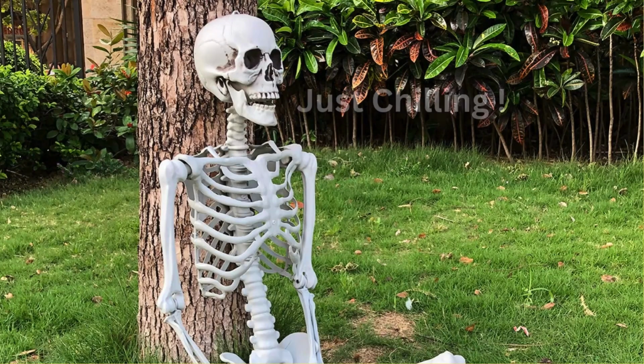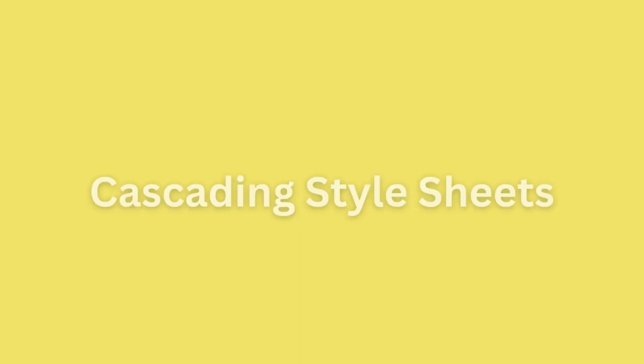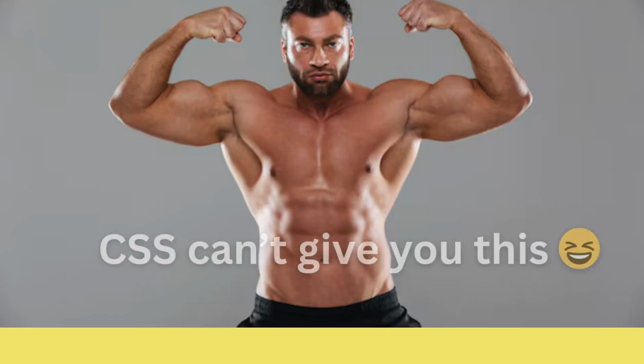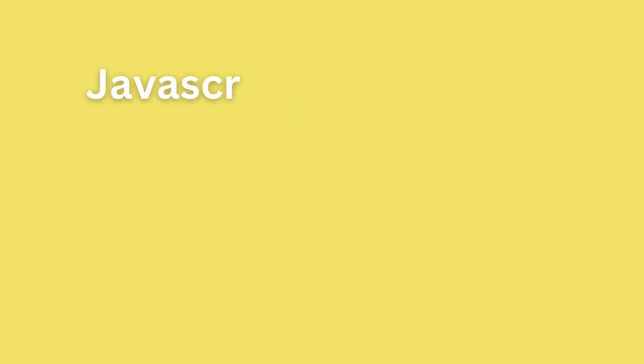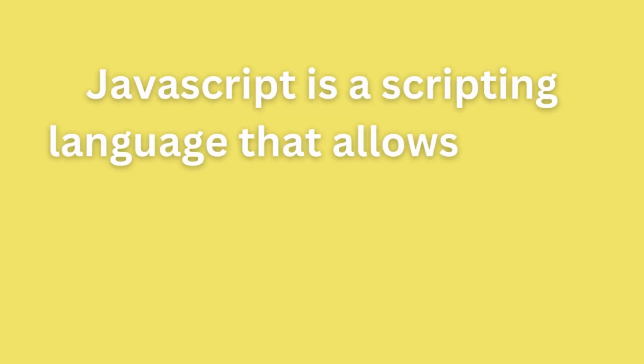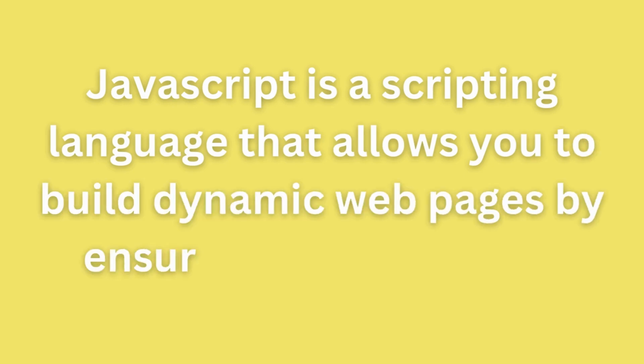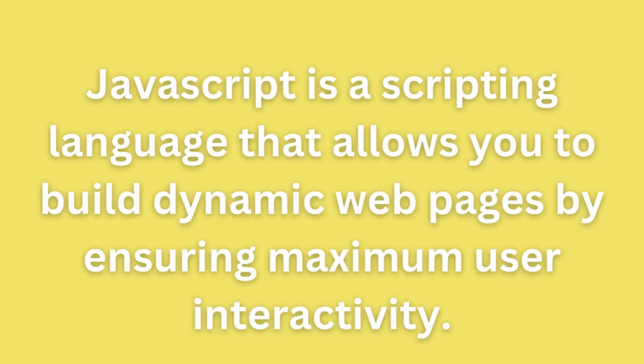Aside from knowing our HTML, which stands for hypertext markup language, that is like the skeleton for our website, and CSS, which is cascading style sheet, which adds beauty to our website, what is JavaScript? JavaScript is a scripting language that allows you to build dynamic web pages by ensuring maximum user interactivity. A lot of keywords there, like scripting language, dynamic web pages, and user interactivity. So, what is a scripting language, or what is scripting?